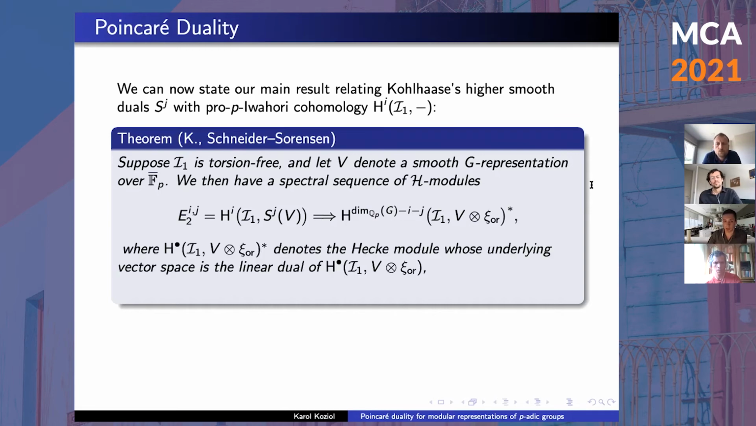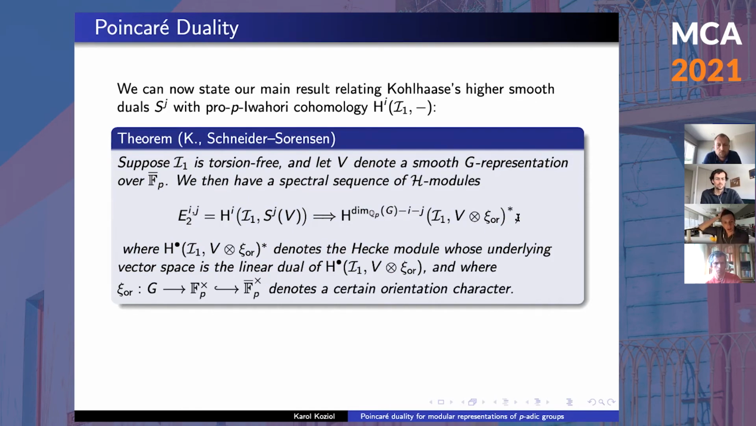I should describe this for you. What does the star denote? This denotes the Hecke module whose underlying vector space is the linear dual of whatever I start with. And this Xi is a certain orientation character, which I'll describe in just a second.